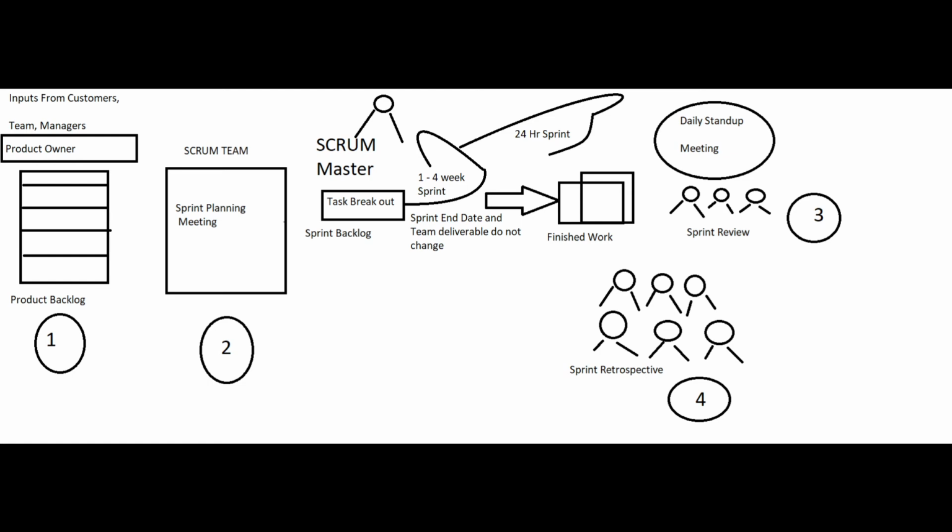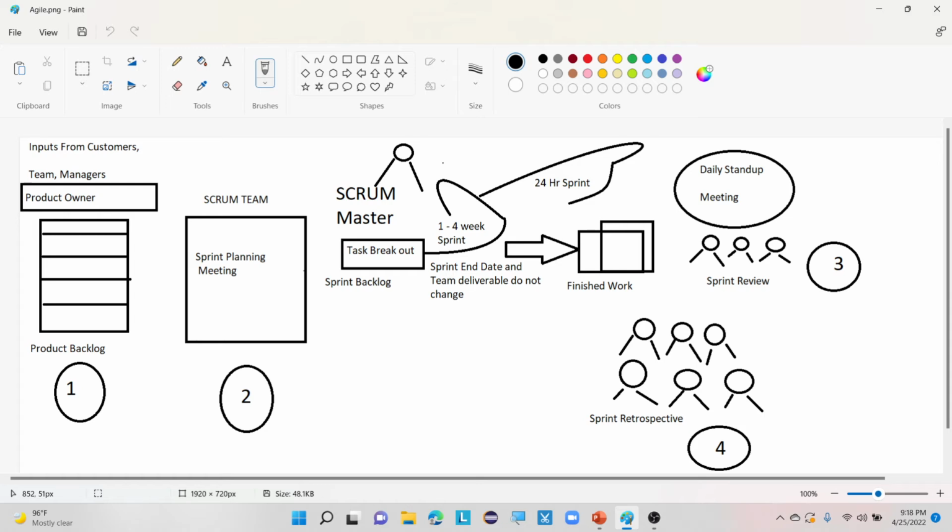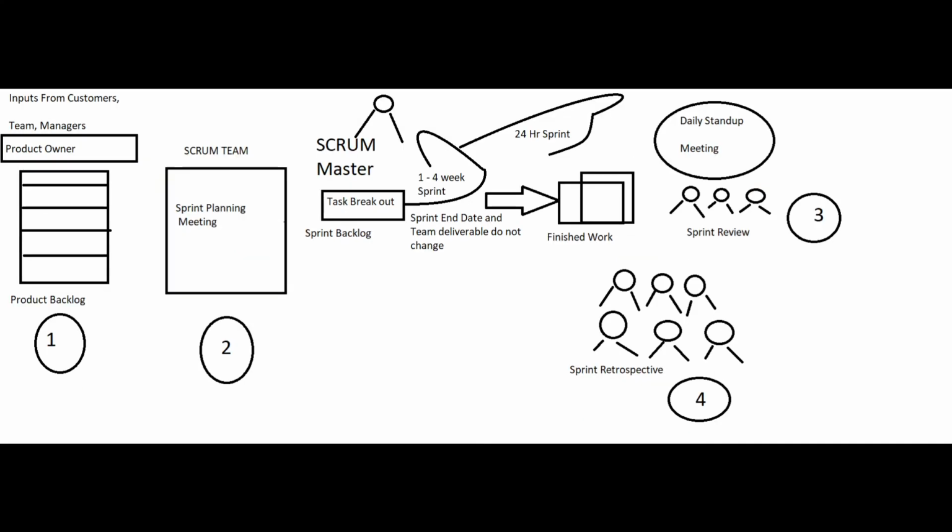Iteration duration here is 1 month. In Scrum, what is the duration? It is 1 to 4 weeks, and that is called a sprint. We can call it a sprint, a 1 to 4 week duration.